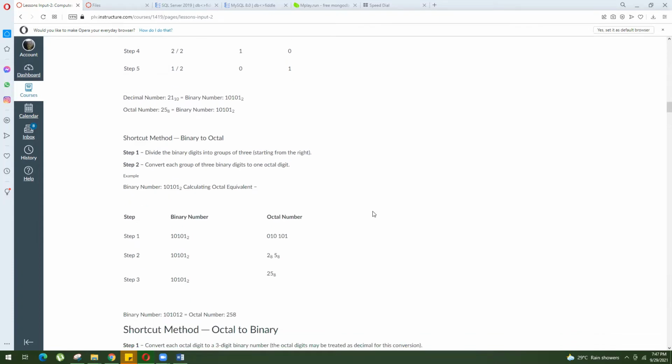We have a shortcut method for converting binary to octal. First, divide the binary digits into groups of 3 starting from the right. Then convert each group of 3 binary digits to one octal digit. So for example, starting from the right, we have 10101 base 2 converted to octal. So we have 101 as the first group.